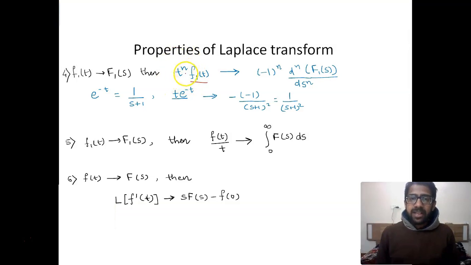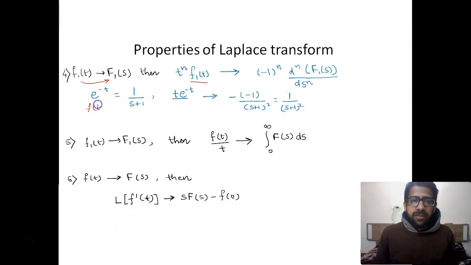So t raised to n is nothing but t power some integer n, and now the function changes according to this n. The original Laplace transform for the function f1 of t was capital F1 of s. Now the F1 of s changes to the nth derivative with respect to s of F1 of s, multiplied by minus 1 raised to n. Alright, just take the example here.